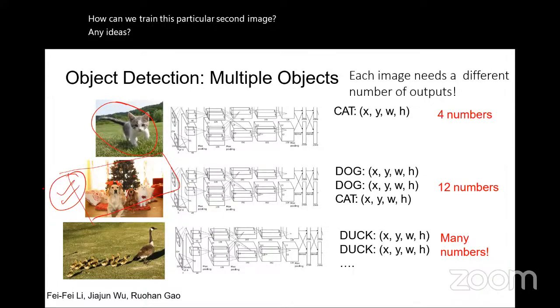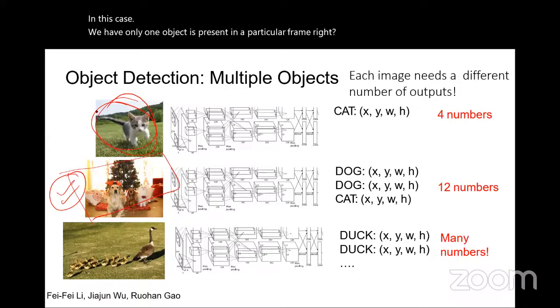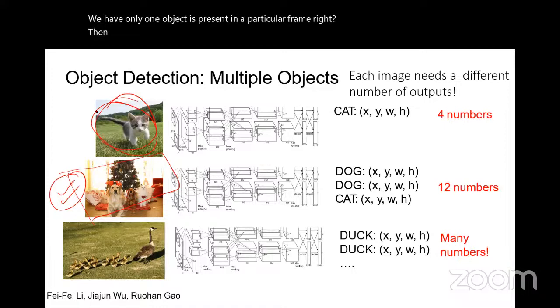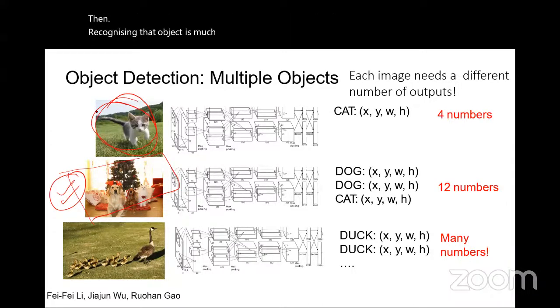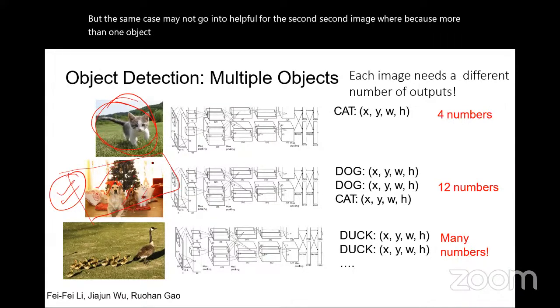Okay. The first thing is that in the first case, we have only one object present in a particular frame, right? Then recognizing that object is much easier. But the same approach may not be helpful for the second image, because more than one object is there. What if?